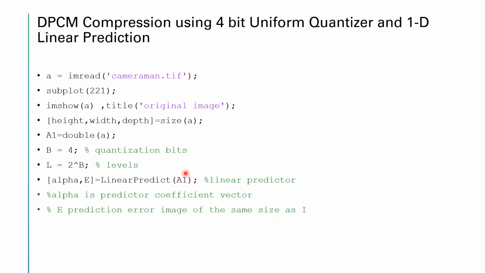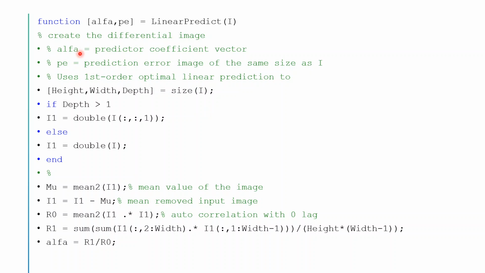And here we generate the linear predictor. Alpha is the predictor coefficient, that is called the prediction coefficient, and E is the error image. We get the total error image from the predictor, so we can then generate the uniform quantizer.